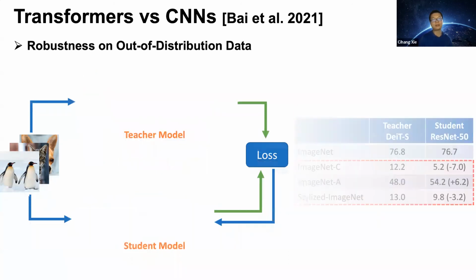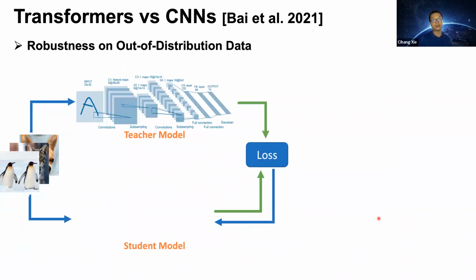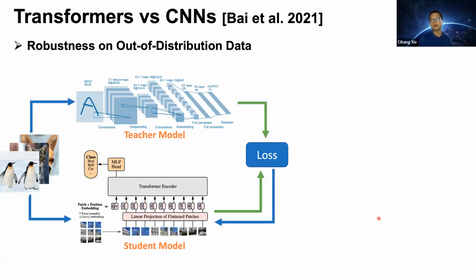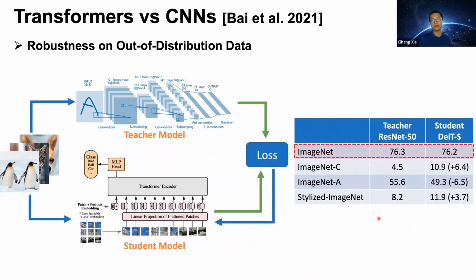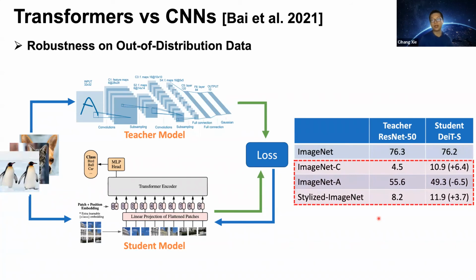And then we do another experiment. We change the teacher model to be the CNN and the student model to be the ViT. And here are the results. First, again, for ImageNet performance, they're pretty close. That's within our expectation. And then for the out-of-distribution benchmarks, you will find that even if you use the ResNet or CNN as a teacher, which is pretty weak on these benchmarks, the student model can still get some substantial improvements. For example, the improvement on ImageNet-C is 6.4, the improvement on ImageNet-A is 6.5, and the improvement on Stylized ImageNet is 3.7, right? All these improvements are quite substantial.